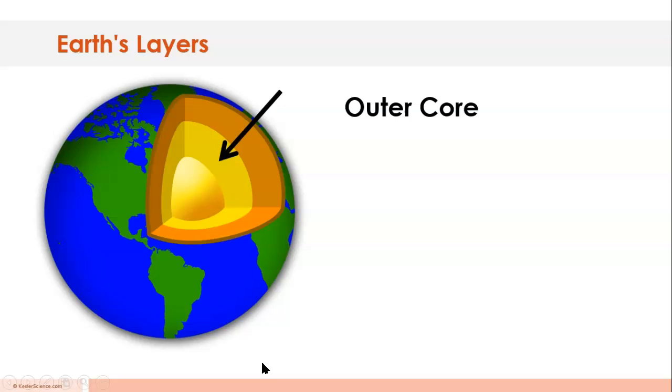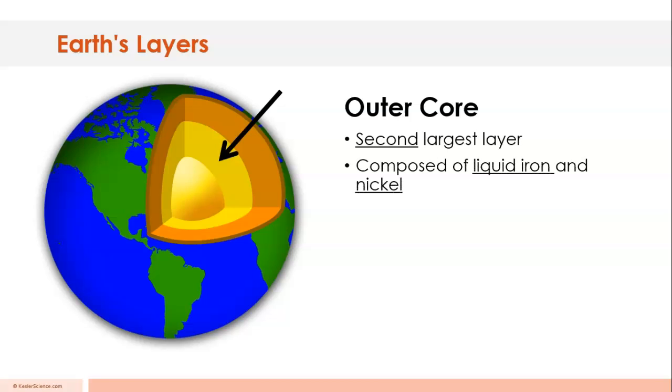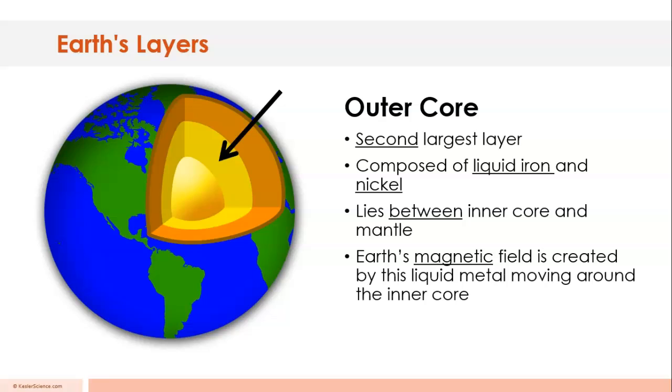Our next layer is the outer core. All right, it is the second largest layer. The mantle was the largest. The outer core is the next largest layer. And it is made up mostly of liquid iron and nickel. And it is in between the mantle and the inner core. The Earth's magnetic field is actually created by this liquid metal moving around the inner core. As that liquid metal rotates around and around the inner core, it creates a magnetic field, and that's why our compasses point toward magnetic north.